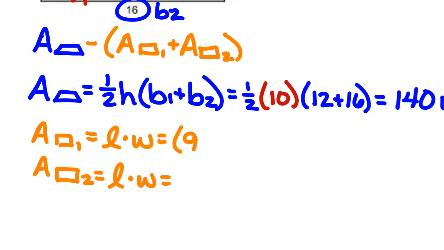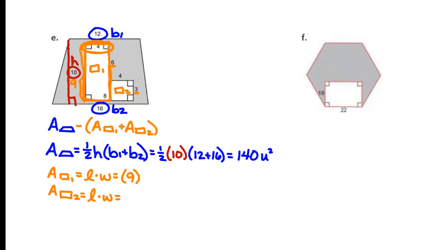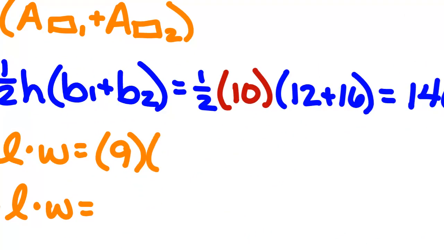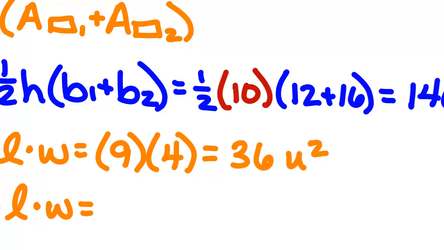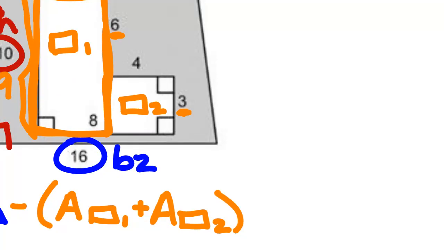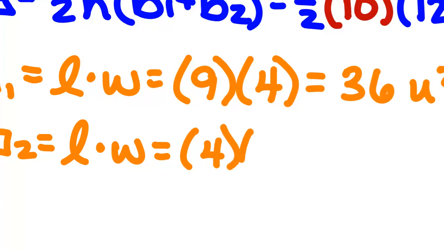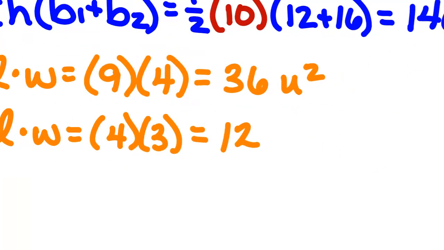And what did you say the other measurement was? 4. Right here they tell me that the width or the length, depending on which you call it, is 4. And then what is 9 times 4? 36. So 36, since I did U squared on the other one, I'm going to do U squared on this one. And then for rectangle 2, I need length and width. 4 and 3, yes. And 4 times 3 gives me what? 12. So I have 12 units squared.